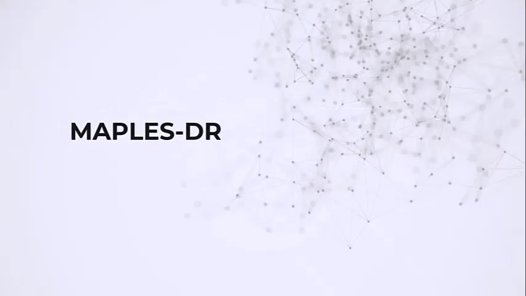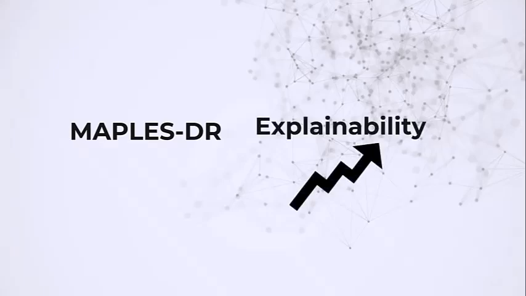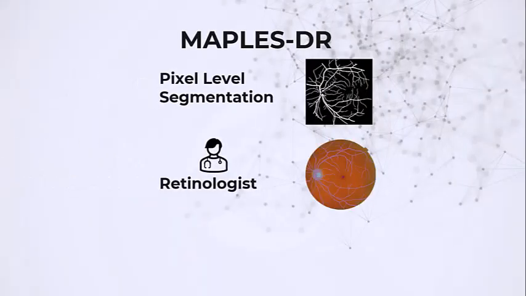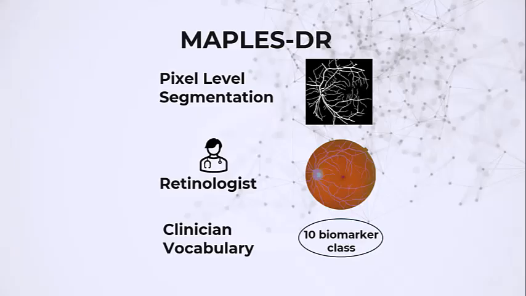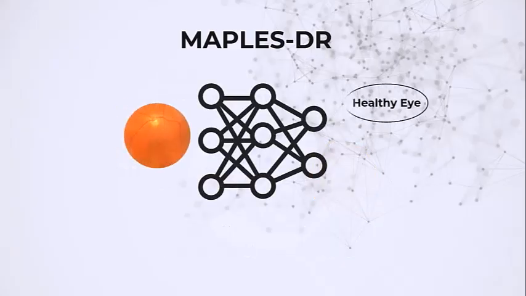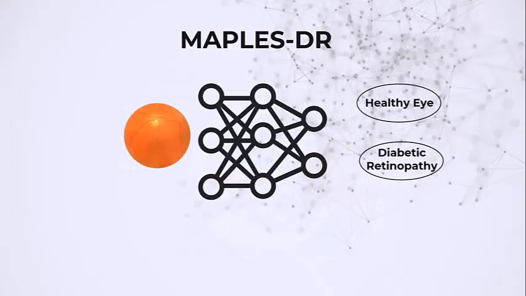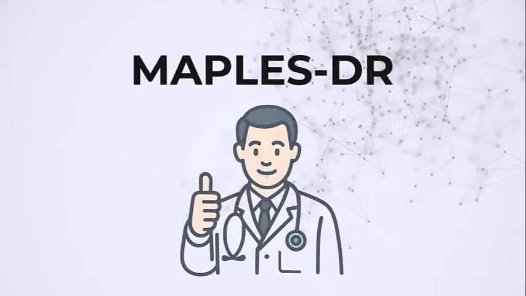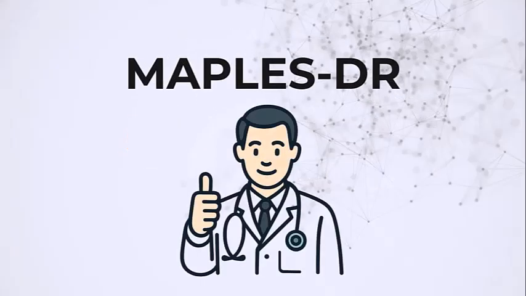This dataset advances in solving the black box problem by increasing the explainability of the screening models. It provides pixel-level segmentations, expert annotations, and clinician vocabulary by annotating data for 10 biomarker classes. By using this dataset, the screening models can not only classify diabetic retinopathy but also show where the problem is, thereby helping bridge the explainability gap in diabetic retinopathy screening.